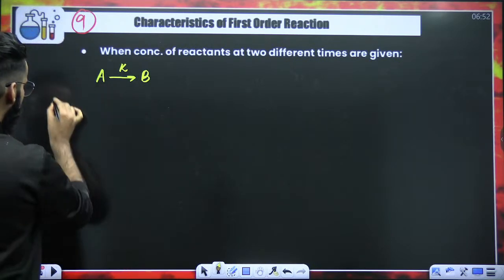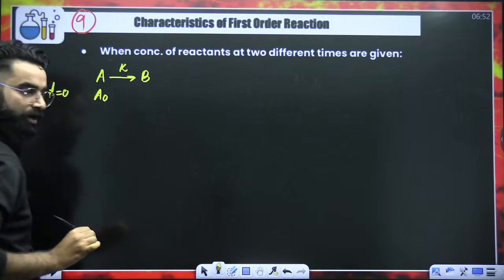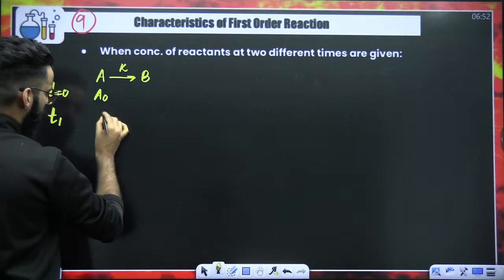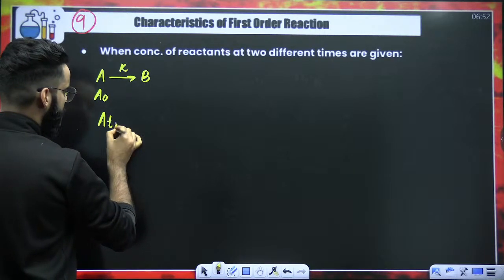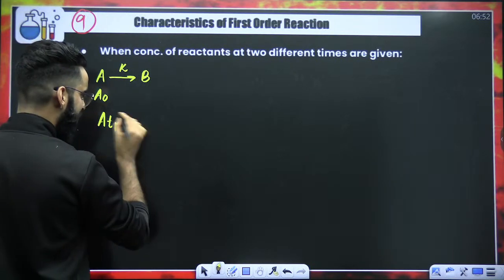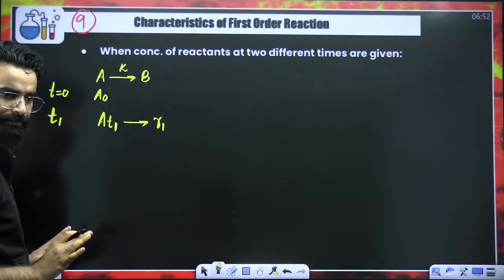It's a first order reaction. Assume that. Now, for example, at time t is equal to 0, the initial concentration of reactant is A naught. Let's say at time t1, the concentration of reactant left is A1. And let's assume when the concentration of reactant left is A1, at that point of the time, the rate of the reaction, that's R1, for example.